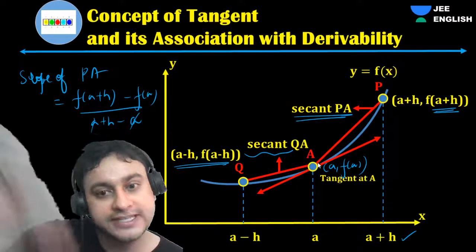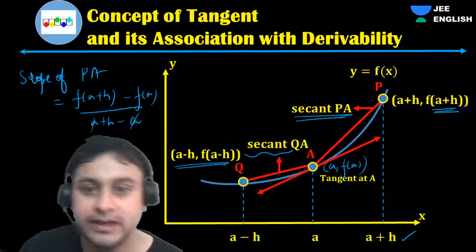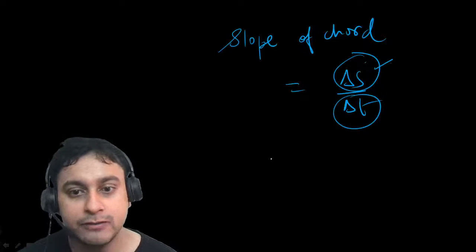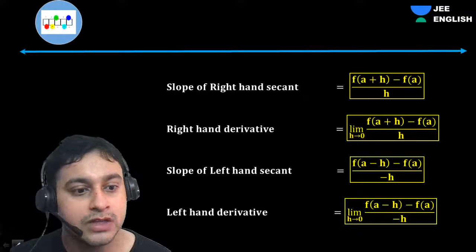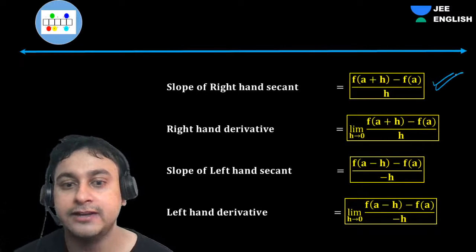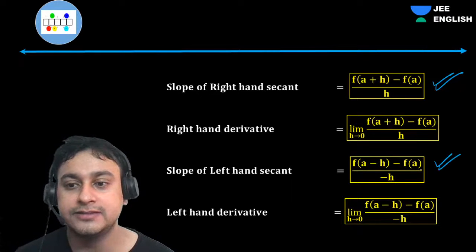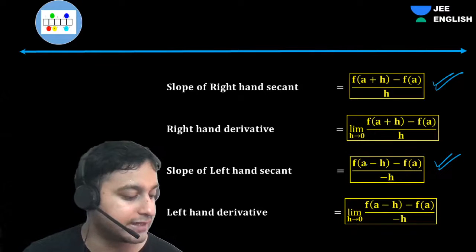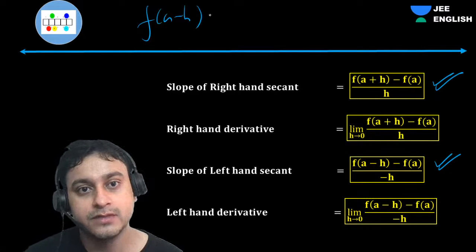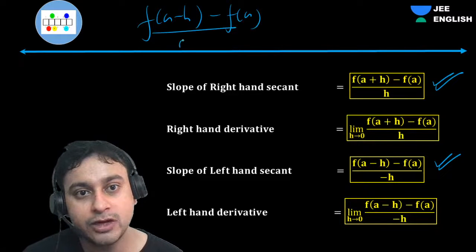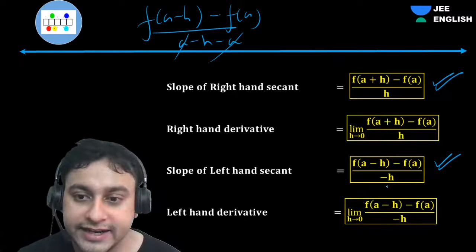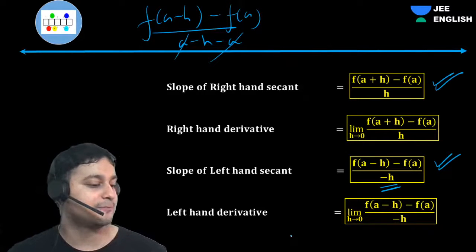Similarly, slope of secant, that is QA, will also come as f of a minus h minus f of a. So slope of secant, guys, the right hand secant is coming as this, and the left hand secant will be like this. Because y2 is, let's suppose, a minus h, this will be f of a minus h minus f of a divided by a minus h minus a. So a will cancel, and that is why we are getting a minus h over here, my dear friends.